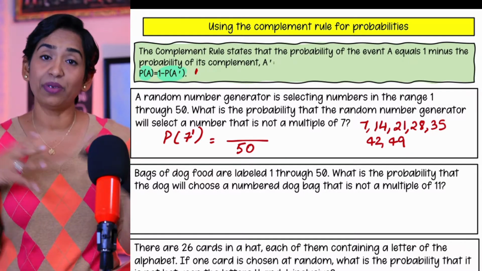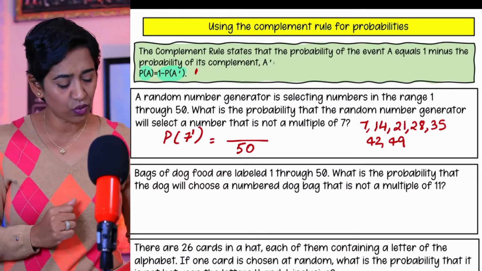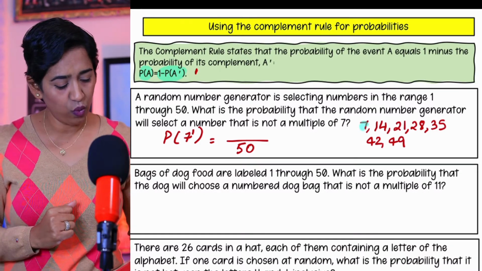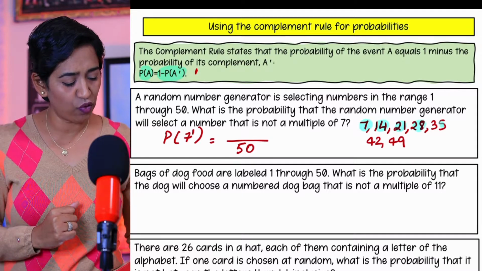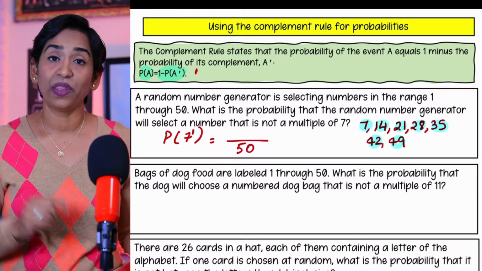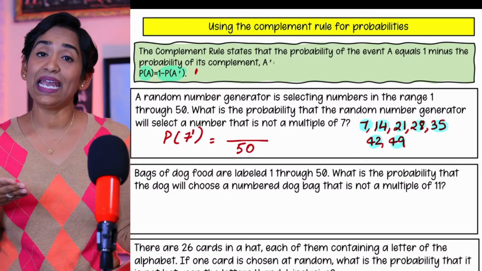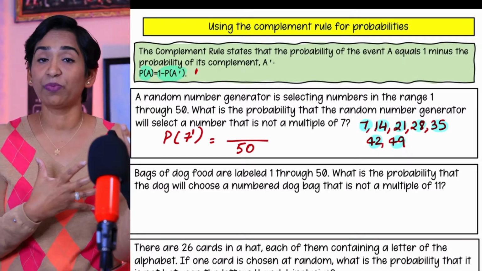Except for these numbers, I can count every number. So how many numbers do I have? 1, 2, 3, 4, 5, 6, 7. So in 1 through 50, I have 7 numbers that are multiples of 7.